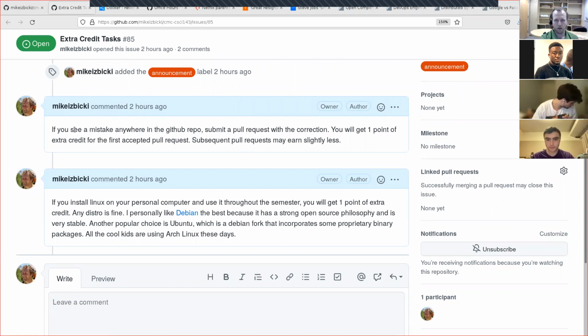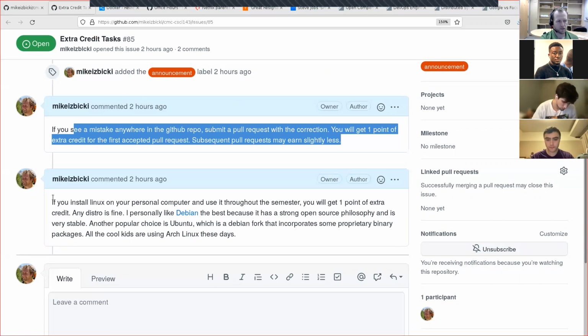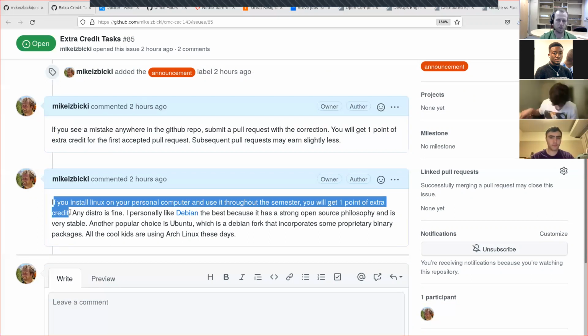The second of these extra credits is that in this class, we're going to be using Linux very heavily. And so if you install Linux on your personal computer, or if you already have Linux installed on your personal computer and you've been using it regularly, then you get an extra point of extra credit.